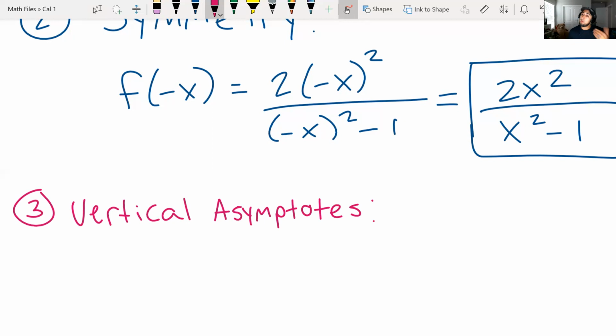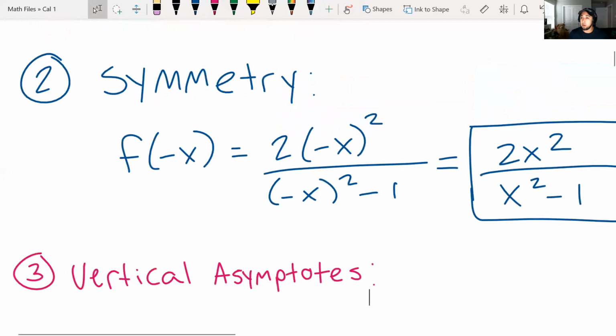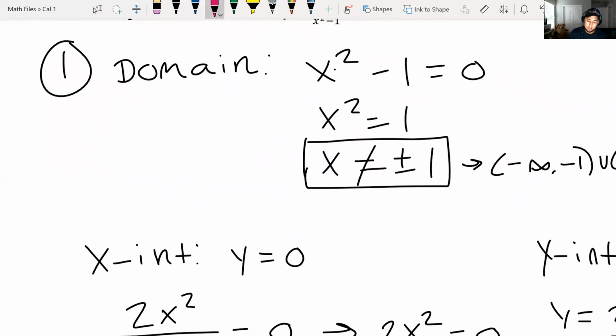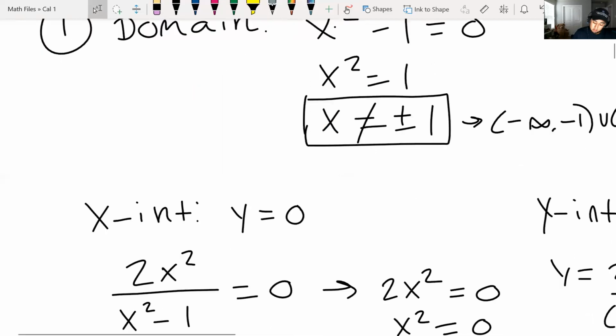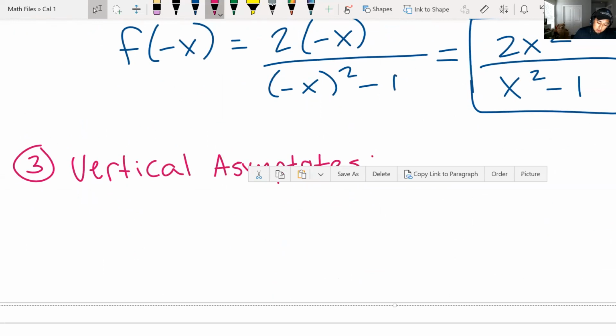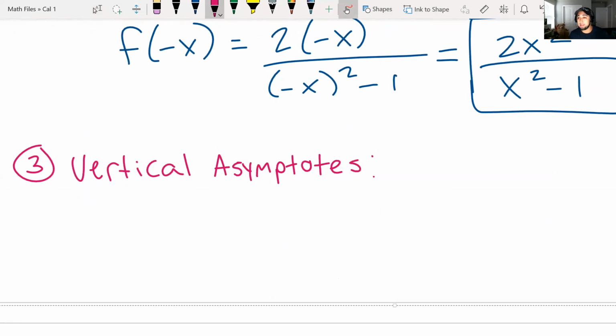And if you remember from algebra, vertical asymptotes happen where your domain is undefined. So my vertical asymptotes are going to happen at 1 and negative 1. But we have to prove this by limits. So this means that, yes, I'll have vertical asymptotes at x equals negative 1 and x equals 1. But now we need to analyze those by limits.